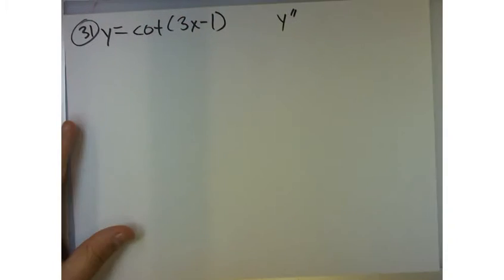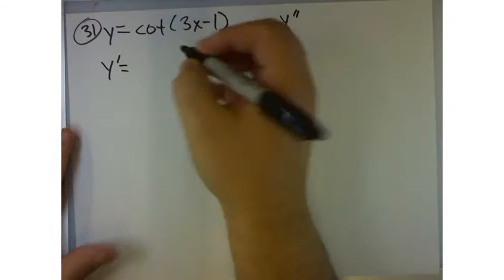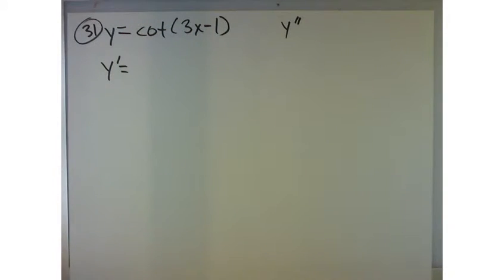And so that means that we're going to take the derivative twice. So y prime would be the derivative of cotangent, which we should know off the top of our head. Isn't that secant cotangent or something like that? Yeah, cotangent is negative secant squared.